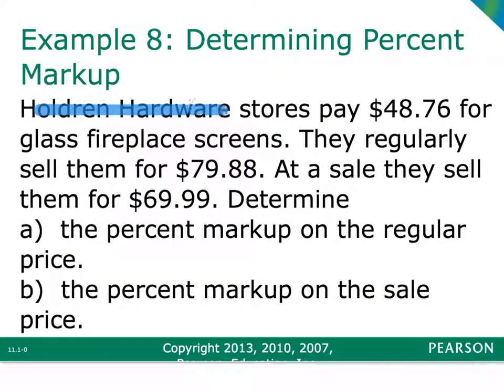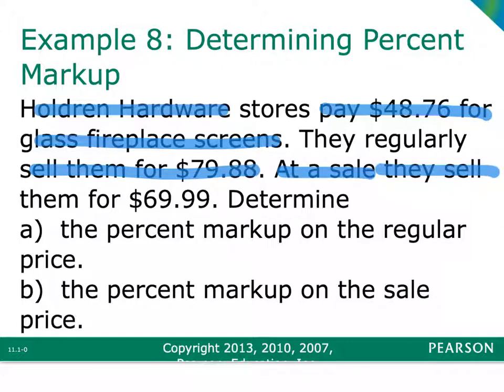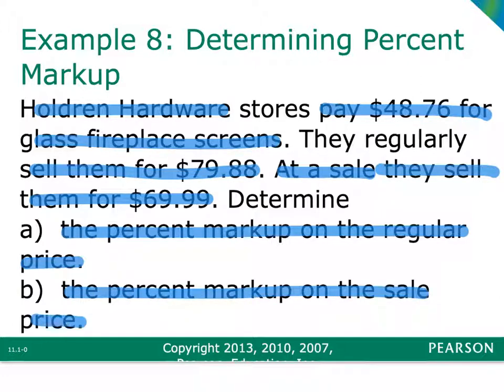Okay, so Holder and Hardware pay $48.76 for glass fireplace screens, and then they sell them for $79.88. Now that's where they normally sell them. Now they have a sale, and they sell them for $69.99. So first you want to look at the percent markup on the regular price, from what they paid, and then the percent markup on the sale price from what they paid. So we're always going to base our markup on what they paid. It's kind of their wholesale price.